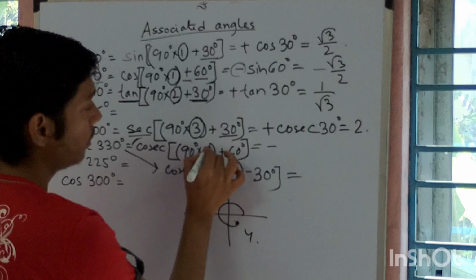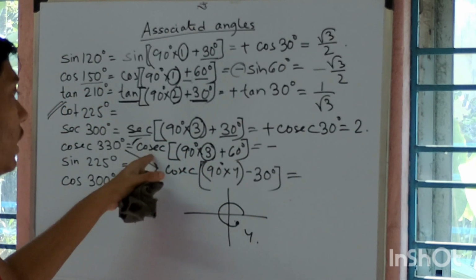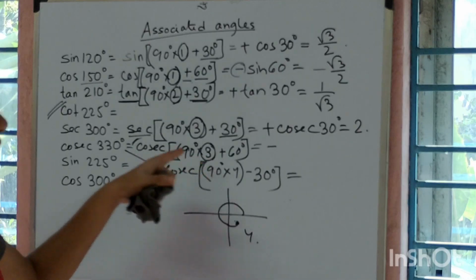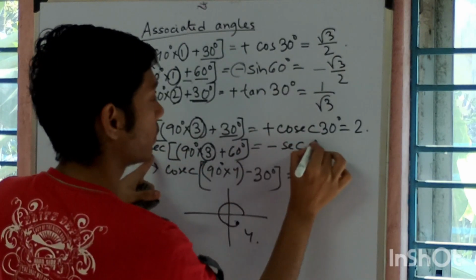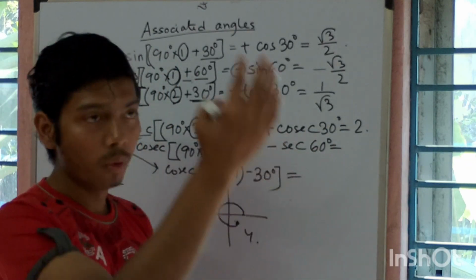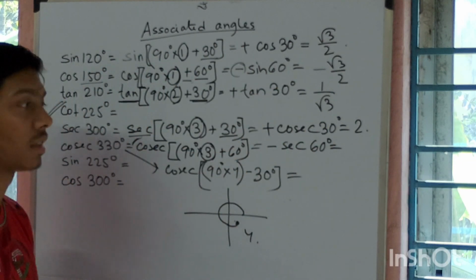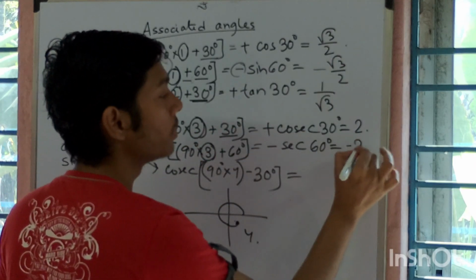minus of. Now look at this. 90 is multiplied with 3. That's why cosec will be transformed. 3 is odd, so cosec will be transformed into sec. So it will be sec of 60 degree. Now what is the value of sec 60 degree? Sec 60 degree means 1 by cos, and cos 60 degree means half. That's why sec 60 will be 2, and there is a minus, so it will be minus 2.